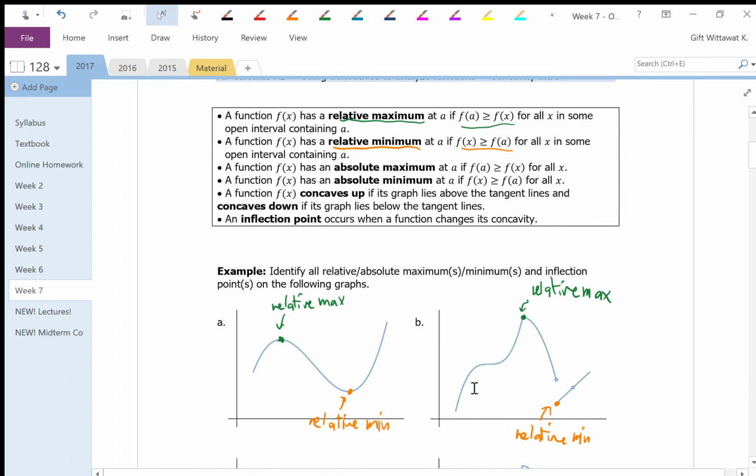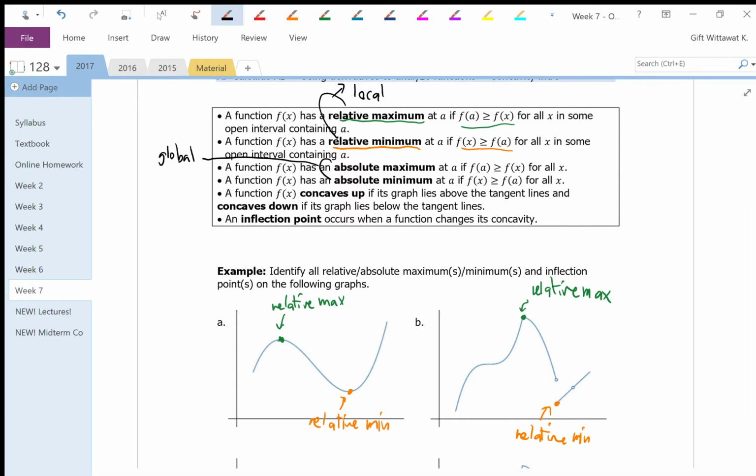If you read some textbooks, sometimes they will call relative min and relative max the local min and local max. And sometimes they will call the absolute min and absolute max the global min and max.